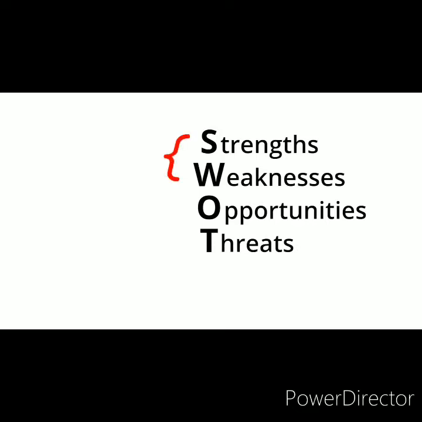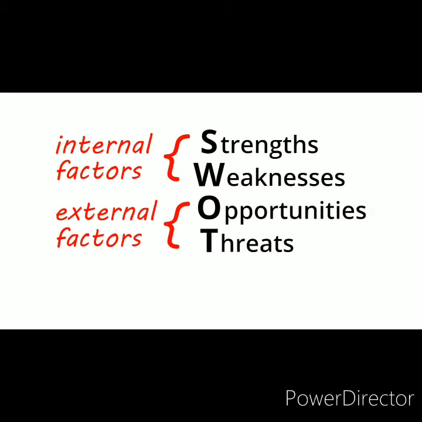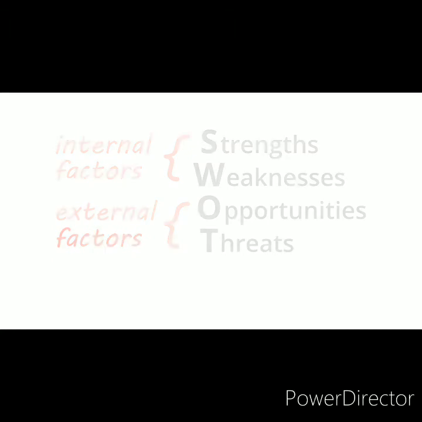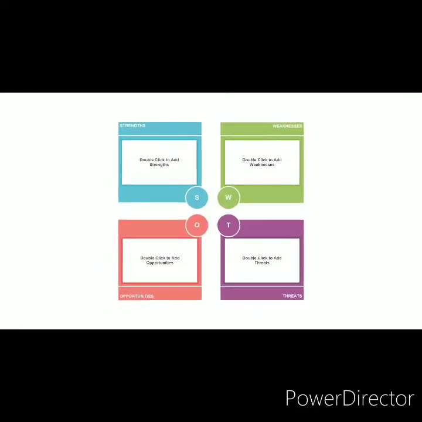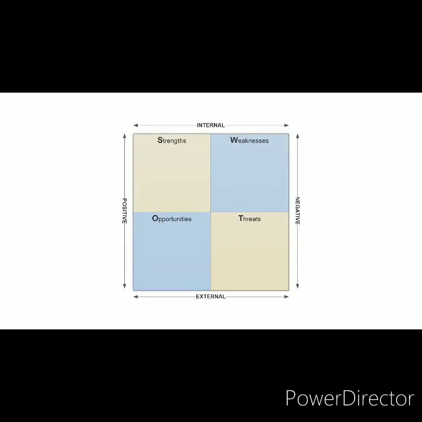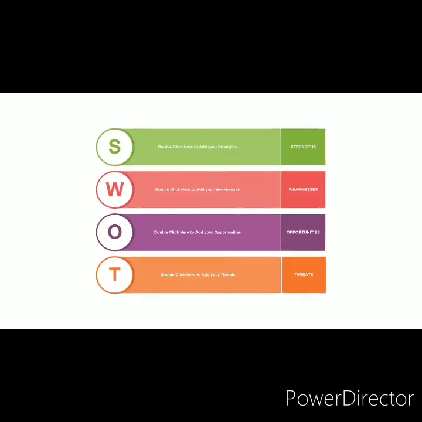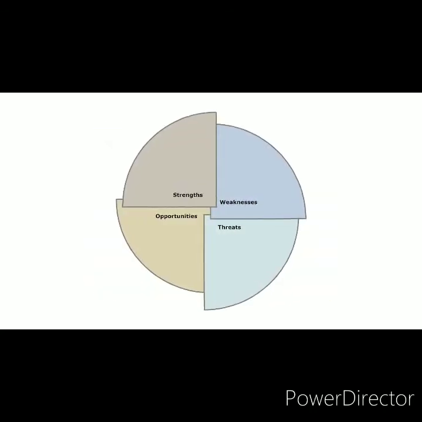Strengths and weaknesses are internal factors, and opportunities and threats are external factors. A SWOT diagram analyzes a project or business venture by focusing on each of these factors. It typically consists of 4 boxes, one for each area, but the exact shape may vary depending on the design.